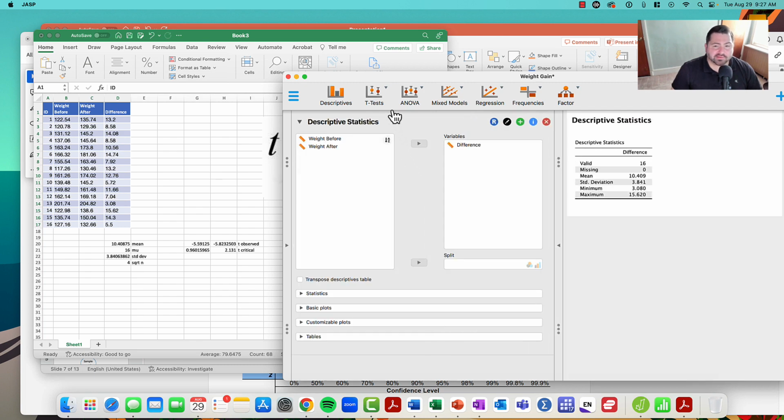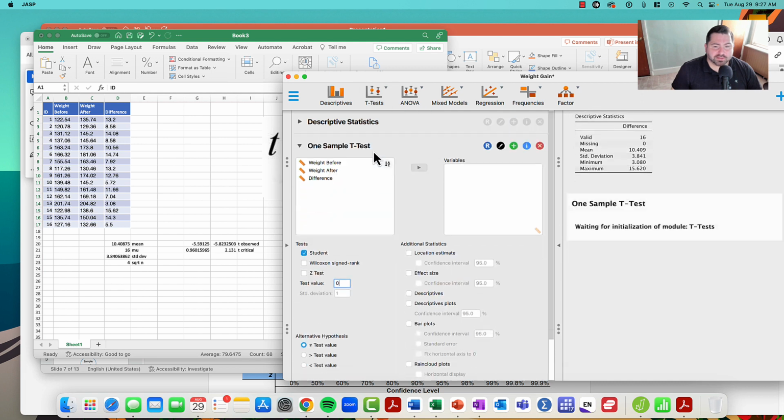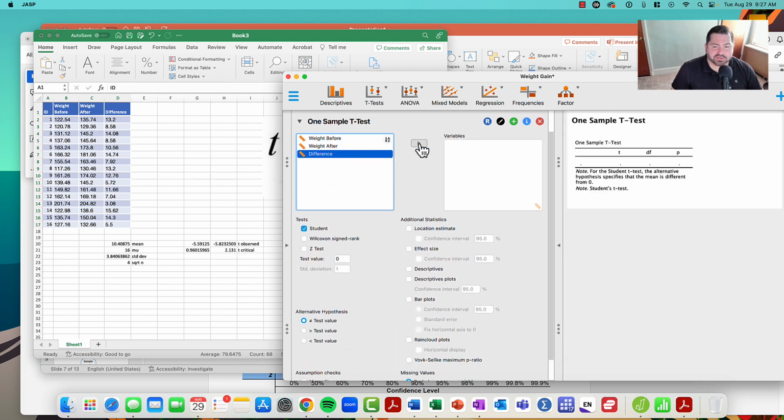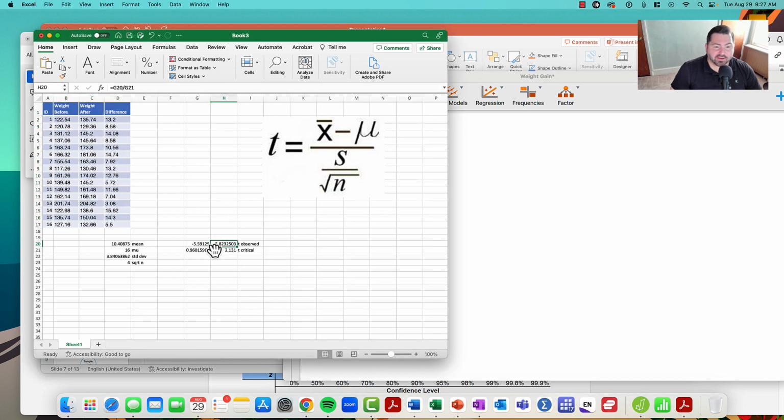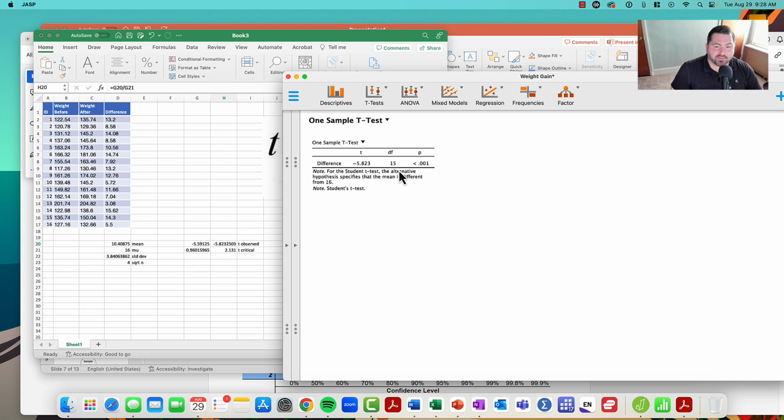To run the t-test, you're going to go to t-tests, one sample t-test, move the difference to the variables box, and make sure that the test value here says 16, since that is the known population parameter. When you go ahead and do that, you're going to get an output of negative 5.823, which matches the t observed value that we have here, negative 5.823. The degrees of freedom are 15, which we observed when we looked at the t critical value in the t table, and the p-value is declaring statistical significance because it is smaller than 0.05.